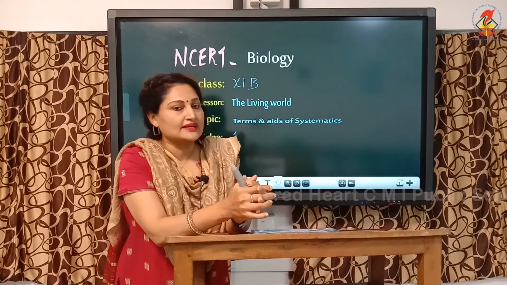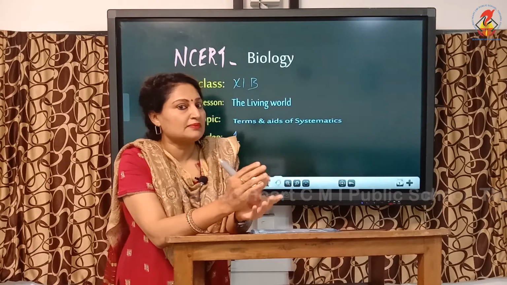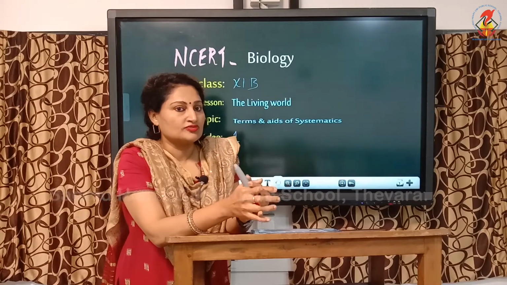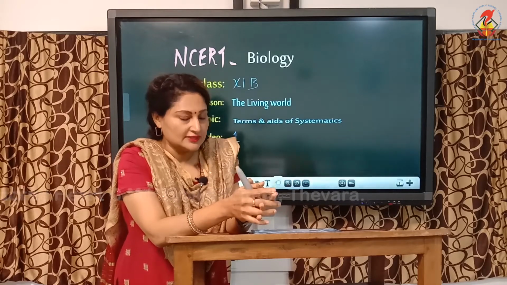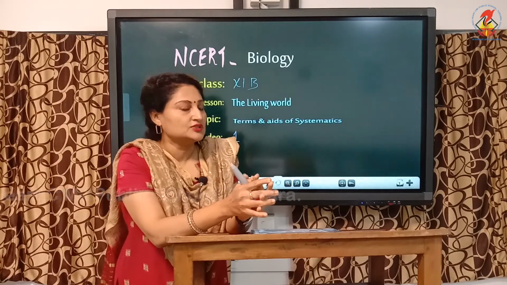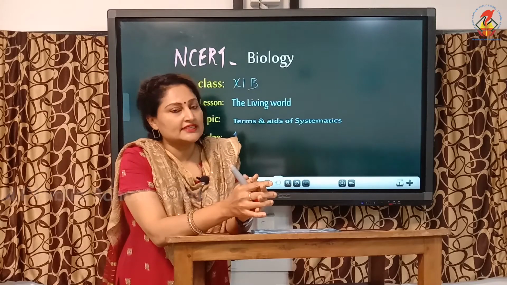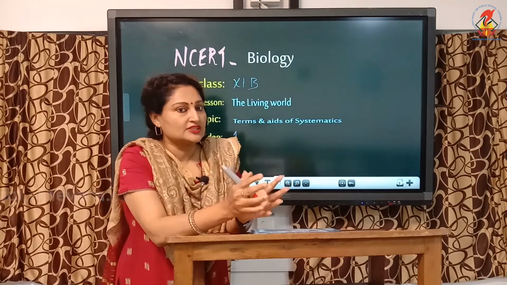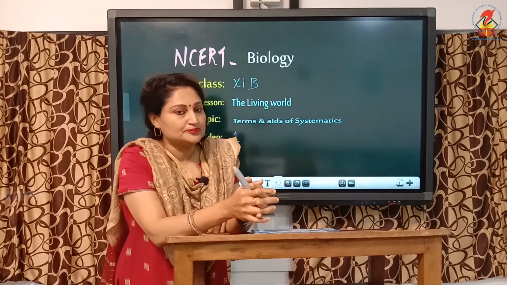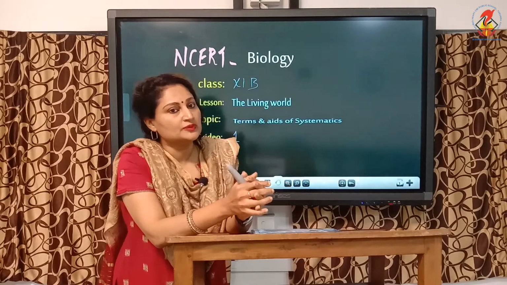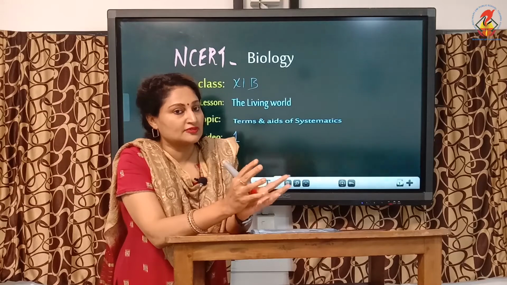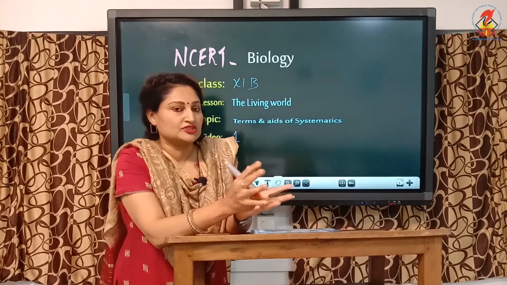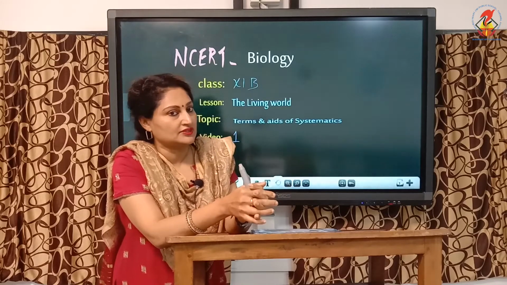Volume 1 comprises 5 units which are thematically divided. The first unit consists of the diversity of the living world. The second unit deals with the structural organization of plants and animals. The third unit deals with the study of cells called cytology. The fourth unit deals with the study of plants, that is the plant physiology, and the fifth unit deals with the human physiology or animal physiology.